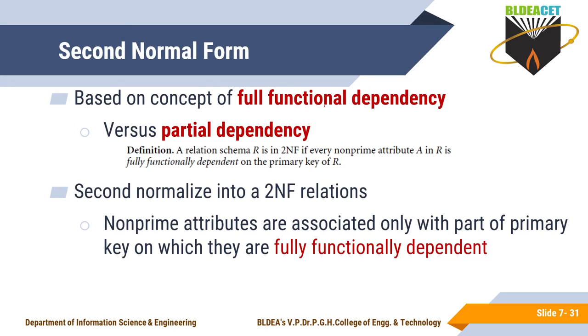Next, the second normal form. So what does second normal form tell? Second normal form is based on the concept of full functional dependency. So what actually is full functional dependency? Fully functional dependency means all the remaining attributes are fully functionally dependent on one attribute, that is your primary key.